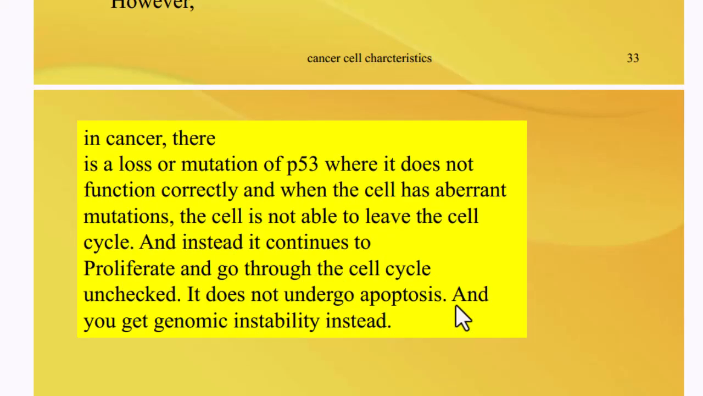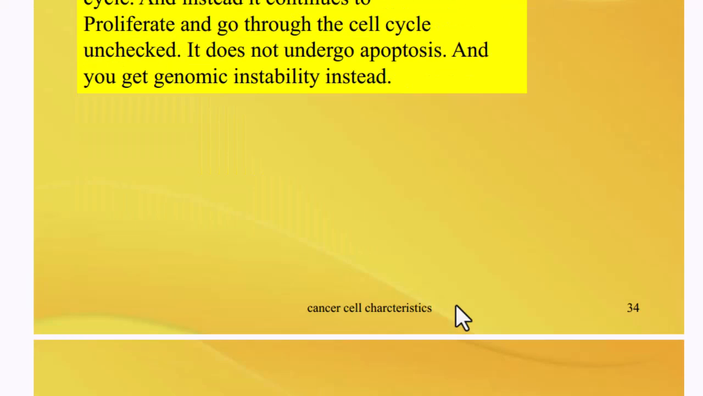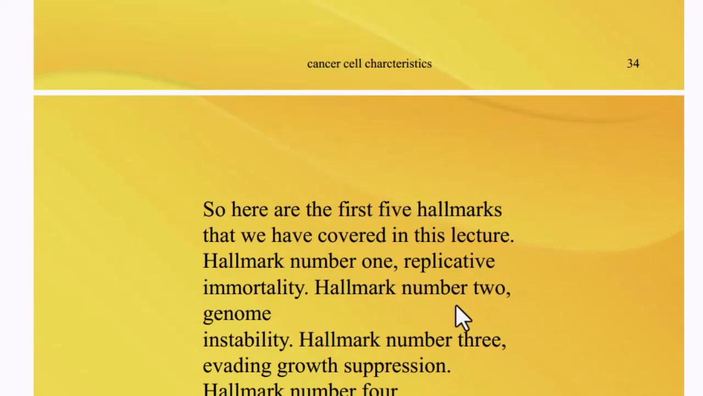In cancer cells, there is a loss or mutation of P53 where it doesn't function correctly, and when the cell has this mutation, the cell is not able to leave the cell cycle, and instead it continues to proliferate and go through the cell cycle unchecked, doesn't undergo apoptosis, and you get genomic instability instead.